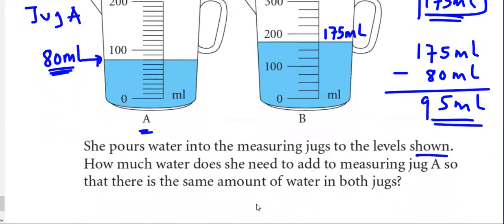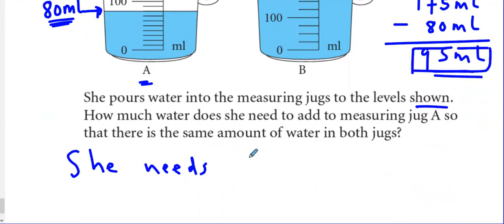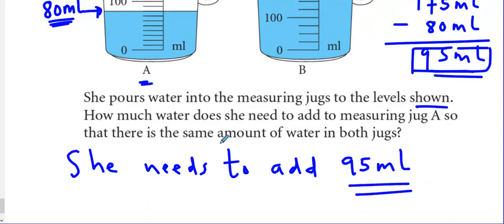See that? So she pours water into the measuring jugs to the level shown. How much water does she need to add? So she needs to add this difference here. She needs to add 95 mils to make the water level the same amount. Okay, so she needs to add 95 mils. Let me correct myself. She needs to add 95 mils to make the water level the same amount.